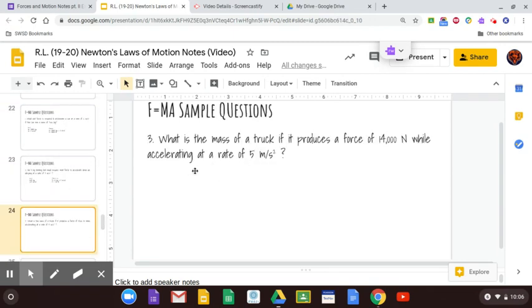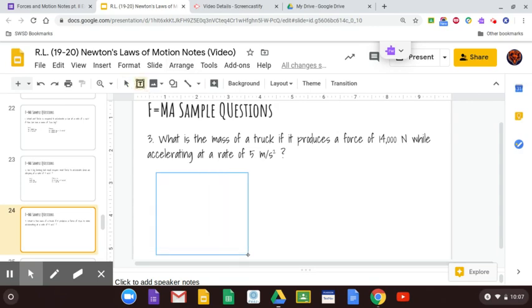it's asking us what is the mass of a truck if it produces a force of 14,000 newtons while accelerating at a rate of 5 meters per second squared. So kind of think back to what we did when we needed to define the acceleration. You're going to do something very similar for mass. So again, you can pause it, give this one a go, and then press play when you're ready.